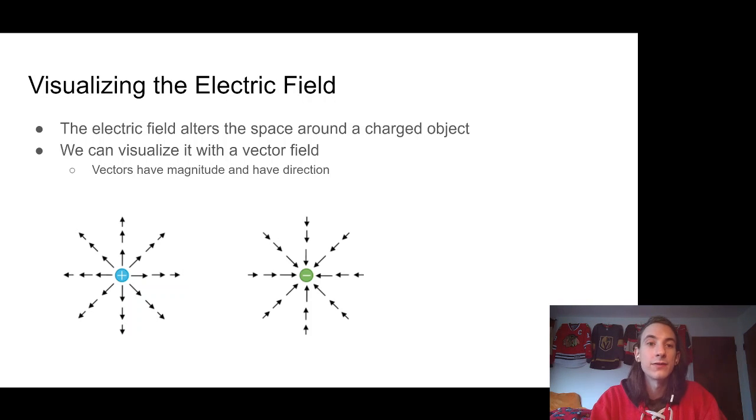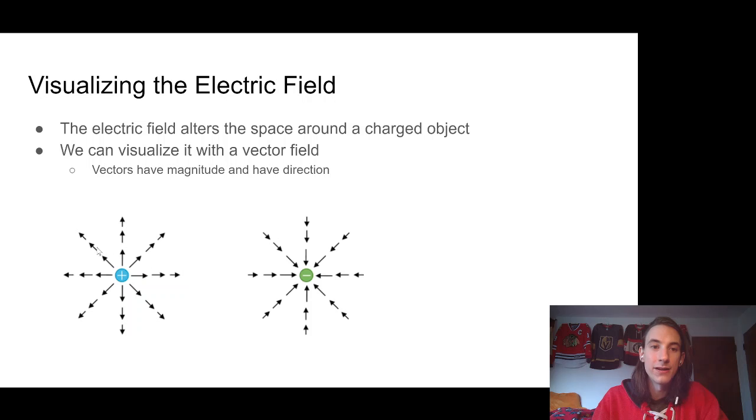Again, we said the electric field is going to alter the space around a charged object, and we can visualize it with a vector field. A vector field is really nice to help us visualize this, because we've talked about vectors before. They are mathematical ideas that have a magnitude and a direction. So we can represent how strong the electric field is by how long the vector we draw is, and we can represent what direction the field would move a test charge by drawing the direction of the field.